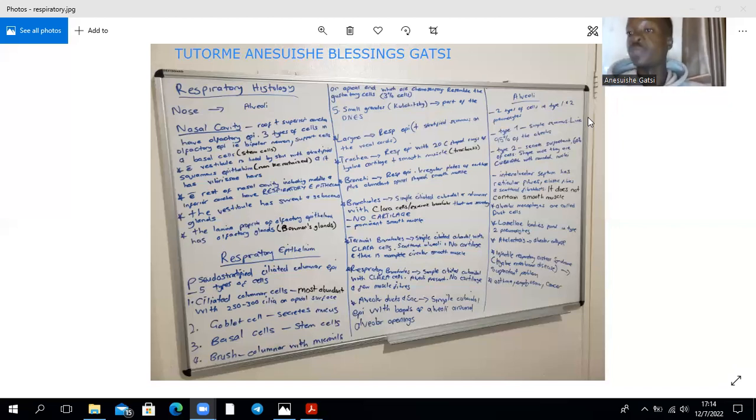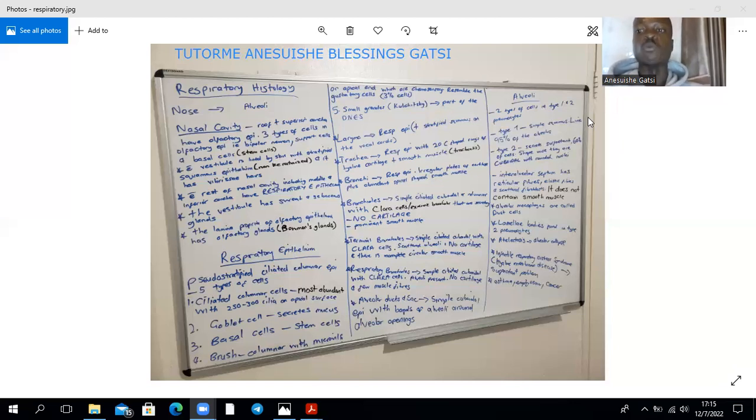Then the type 2 pneumocytes, or the type 2 alveolar cells, are also going to be septal cells, and they're secretory. Those cells are cuboidal, and they have a rounded nuclei. Those type 2 pneumocytes secrete surfactant, which you know from your physiology, surfactant lowers surface tension, right?